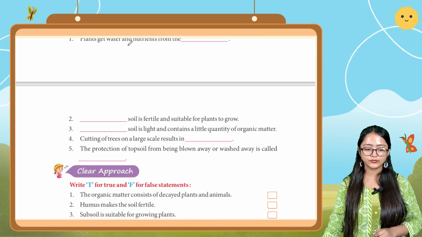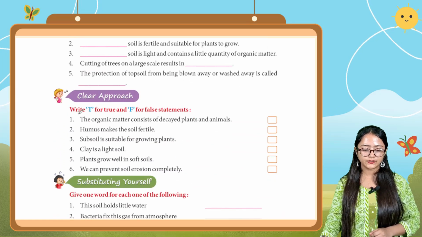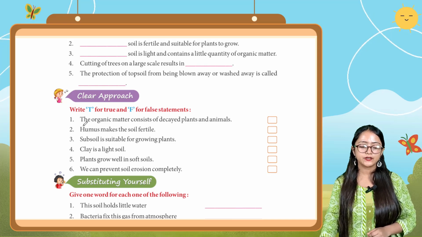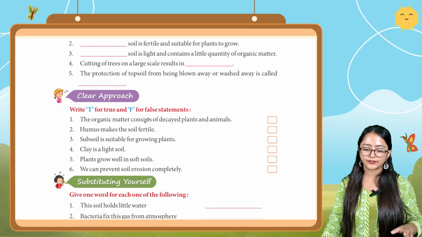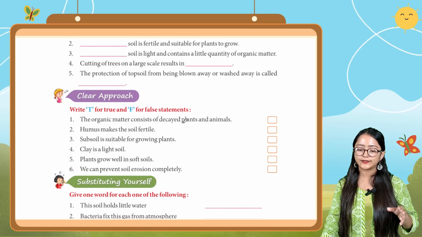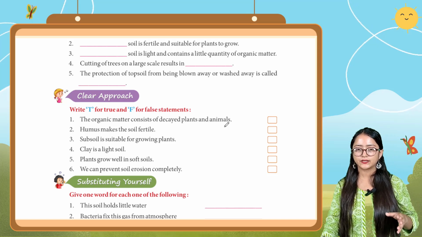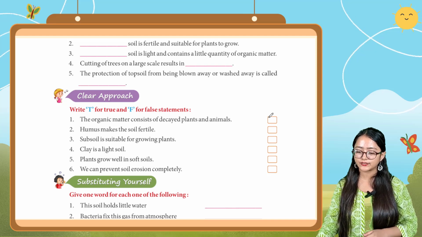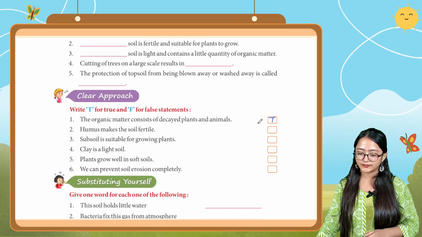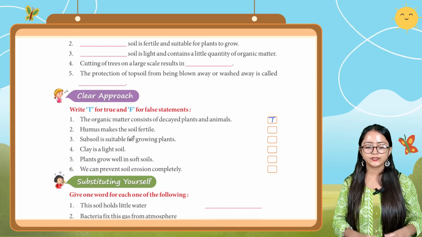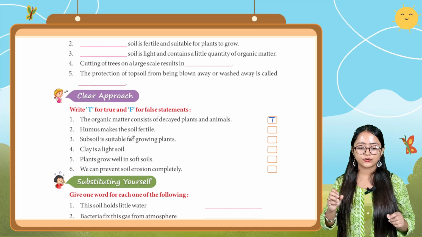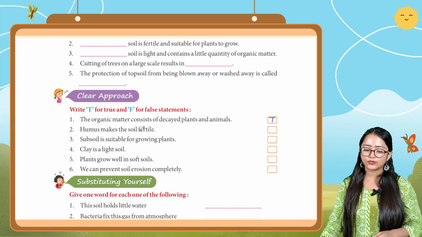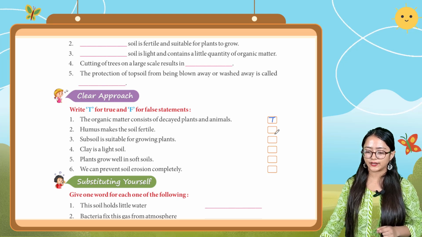Now we're gonna do some true or false one. Write T for the true and F for the false statement. So the first question, the organic matter consists of decayed plants and animals. So yes, the organic matter is consist of decayed plants and animals, so it is true. So write T here. Next is humus makes the soil fertile. So it is saying that humus makes the soil fertile. So yes, humus makes the soil fertile, true.